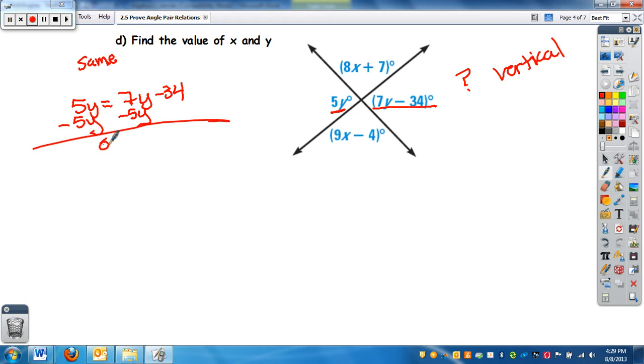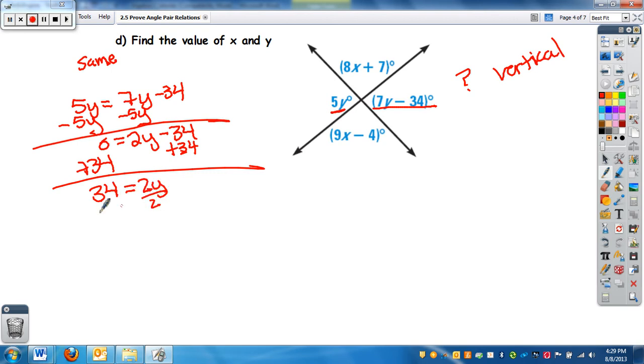So I get 0 equals 2y minus 34. Add 34 to the other side. Again, there was one quick way. I did it kind of the long way. And then divide by 2. And y equals 17. So now I need to find the value of x.